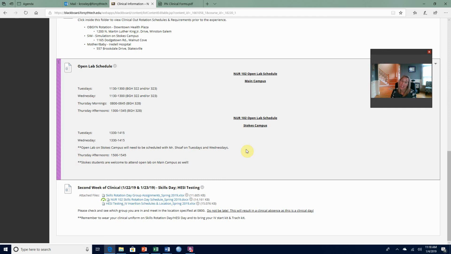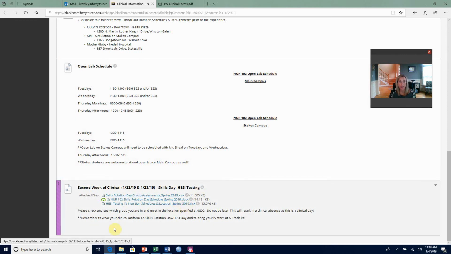There really isn't any need for you to know this, but if you have to make a referral for open lab, a student referral, this is just the time slots that they can go. Because if you do make that referral, they would need to be in open lab before they are allowed to go back into your clinical. So they need to be aware of that.